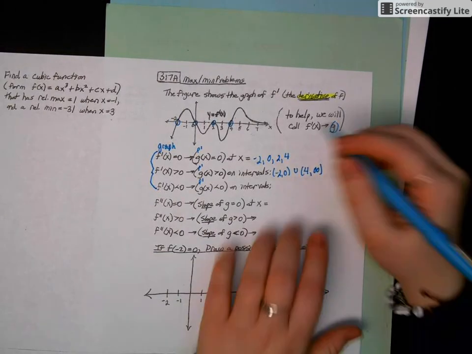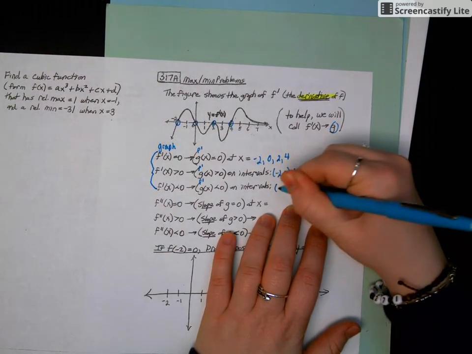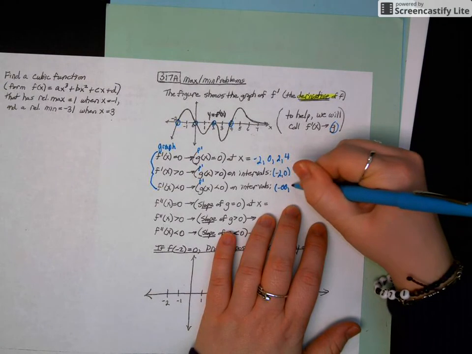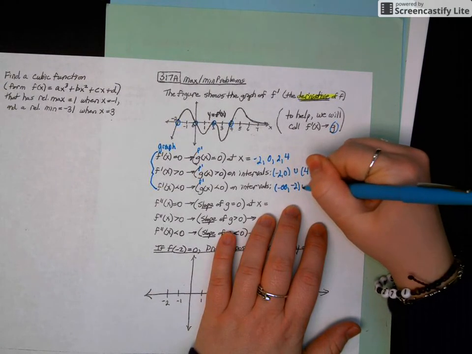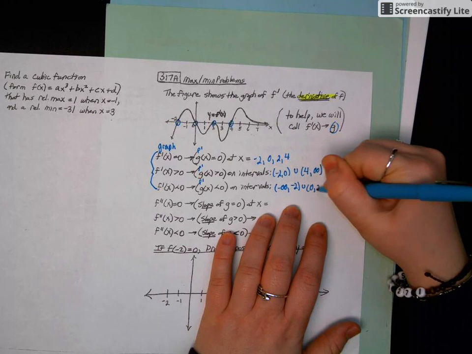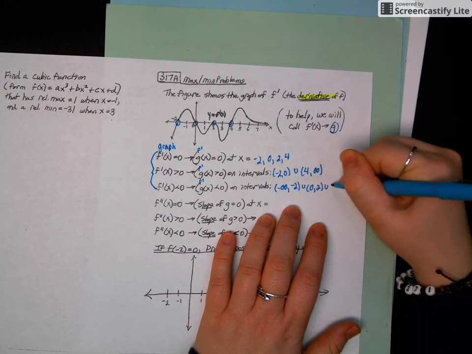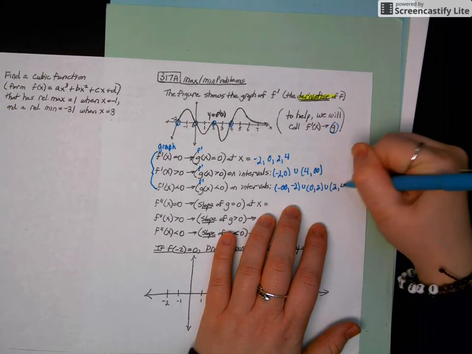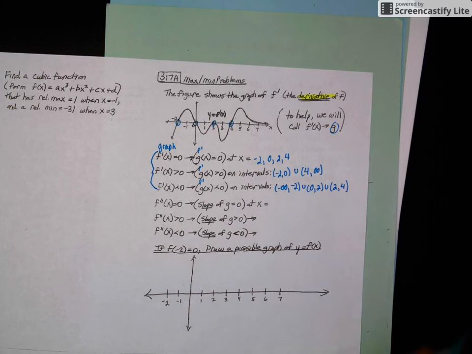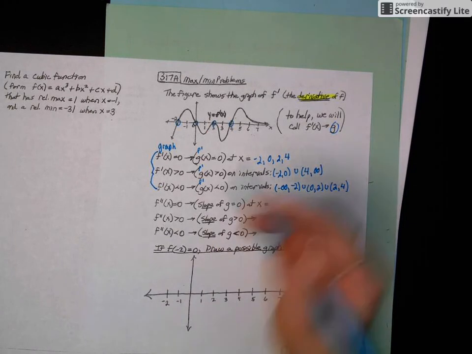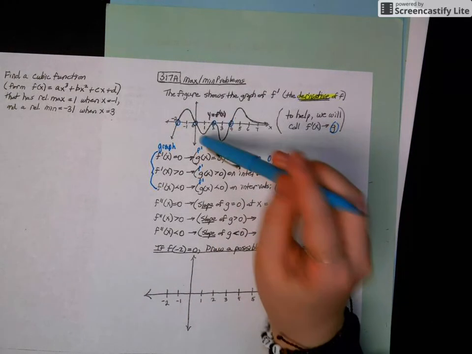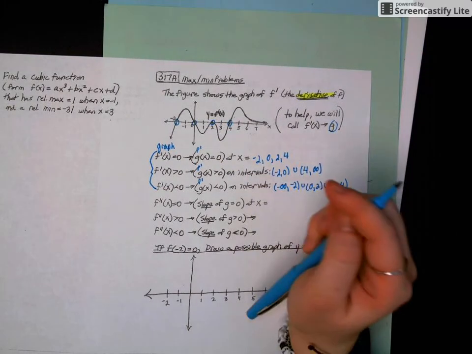Where it's less than 0 will be where it's below the x-axis: -infinity to -2, 0 to 2, and you have to split that up, and 2 to 4. All right, good? Because you're just looking at the picture: if it's above, if it's below, where it's 0.